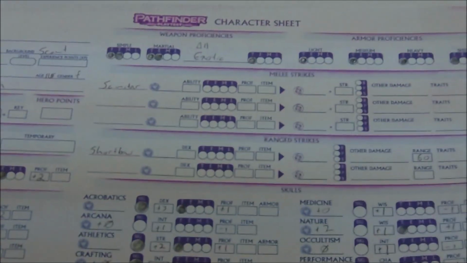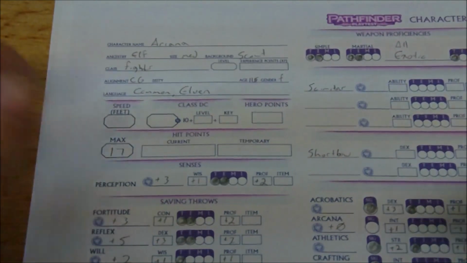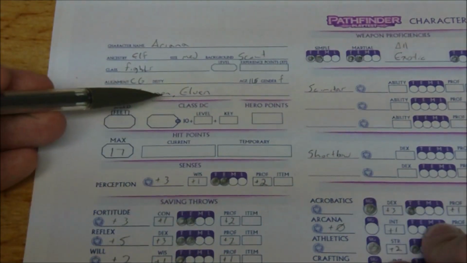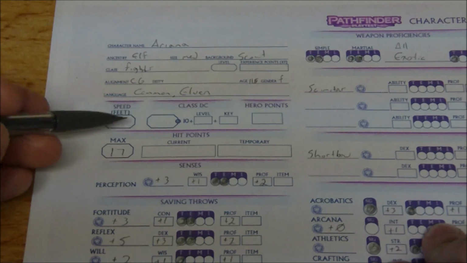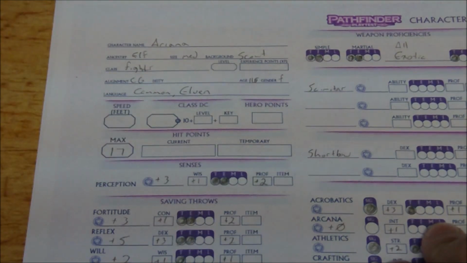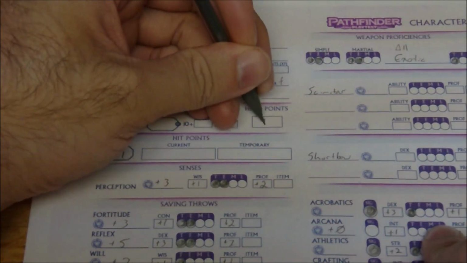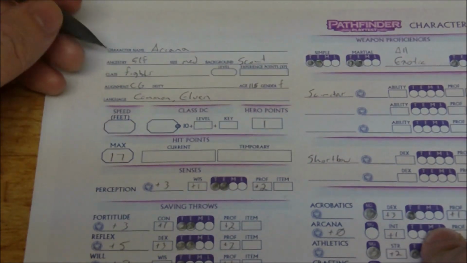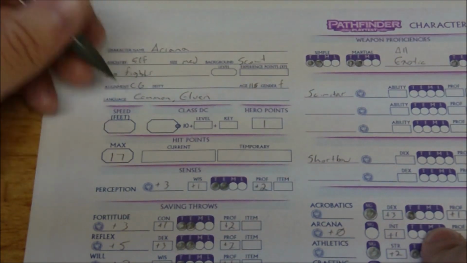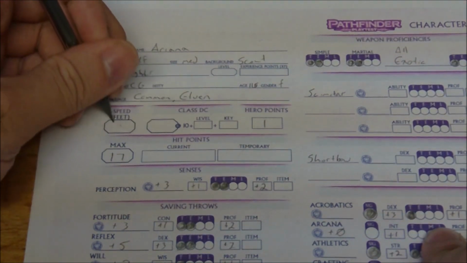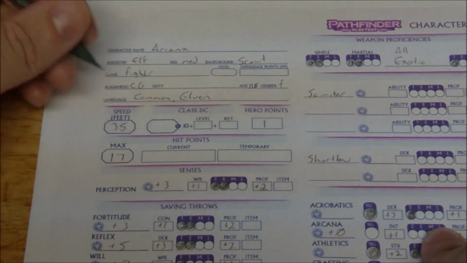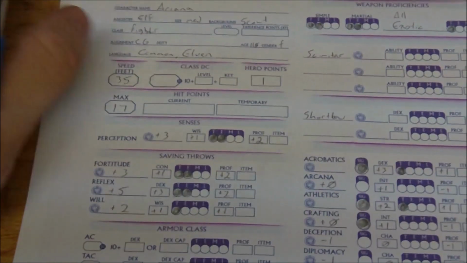So over here on our primary sheet, I'm just going to go in and fill in some more of these numbers, just kind of finalize everything. Class DC, I don't really have to worry about that at this point in time yet. Hero points is something I'll talk about in a future video, but you start with 1 point. And my speed is normally 30, but I took the nimble, so I actually have a speed of 35. And for armor class, alright.